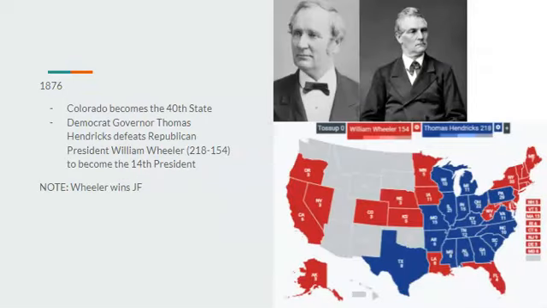1876, Colorado would become a state in this year, and we would have the 1876 election. Democrats would nominate Indiana Governor Thomas Hendricks, and he would go on to defeat William Wheeler 218 to 154 to become the 14th president. This is all because of the Depression that's currently going on. Wheeler wouldn't be that popular. And Wheeler, however, he would win the state of Jefferson.